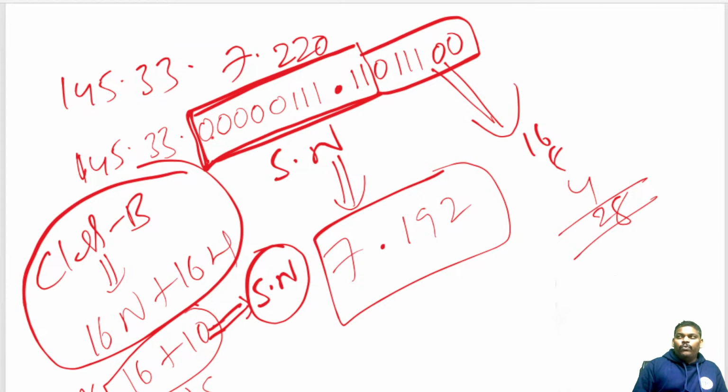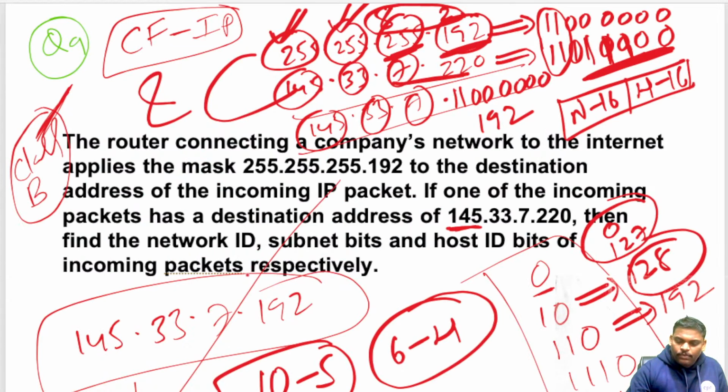If you do an AND operation of the IP address and the mask, you will get the net ID. That's what we have done. But class B says 16 and 16, so why are there so many ones in the mask? Oh, mask means network part plus subnet part, all ones.